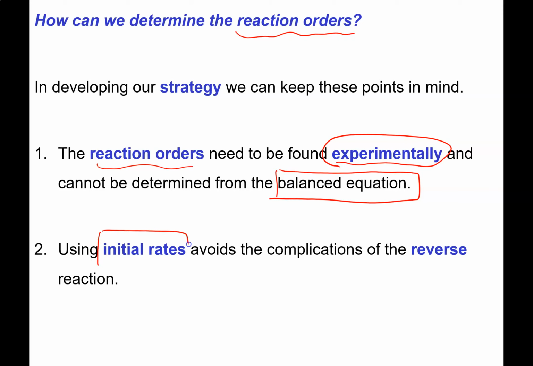We want to use the initial rate because we're only interested in the forward reaction and we don't have a mechanism for decoupling the reverse reaction. So by using initial rates, we don't have to worry at all about the reverse reaction. So you're going to be given experimental data and you're going to be asked to turn it into a rate law.